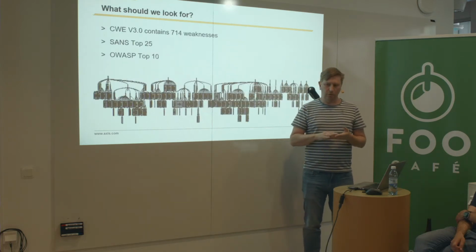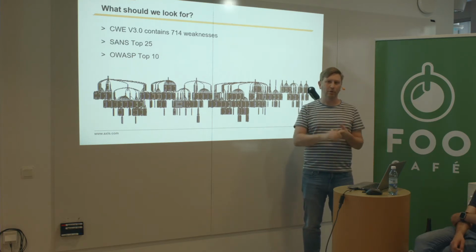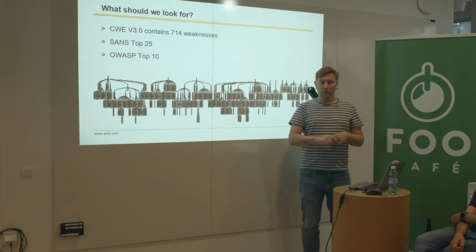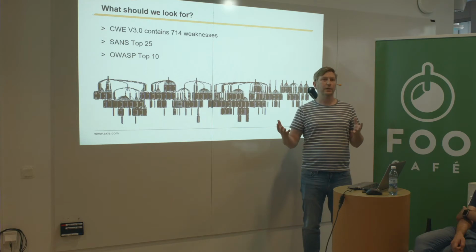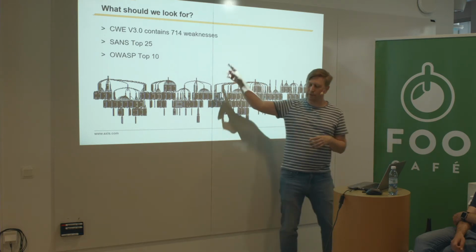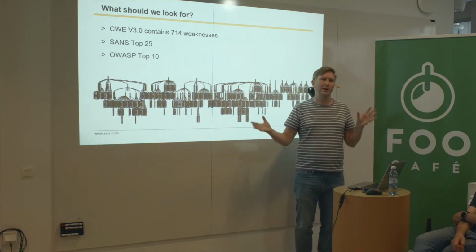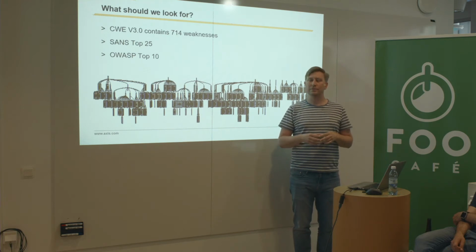Okay, so we had the challenge of finding all the bugs, in the old code and in the new code. So what should we look for? What does a security bug look like? That's a really hard question to answer. The Common Weakness Enumeration is an inventory that some folks created of typical security vulnerabilities. That inventory right now contains 714 different types of vulnerabilities.